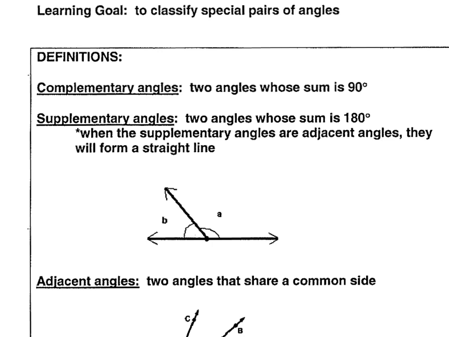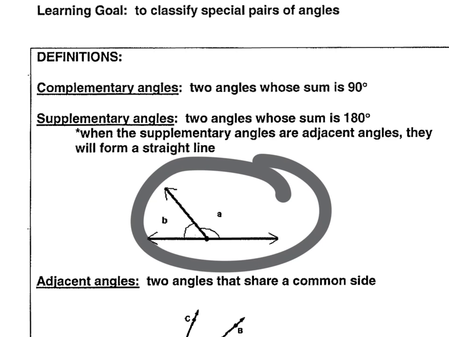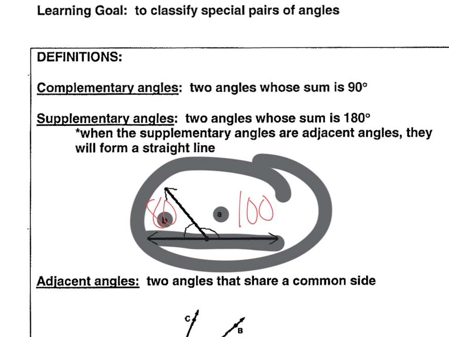Now, when the supplementary angles are adjacent angles, they're going to form a straight line, just like what you see right here. So you have your first angle A and your second angle B. They're adjacent, right next to each other, and they have that straight line. And those two angles will add up to 180 degrees, which makes them supplementary. So this may be 100, and this is going to be 80.